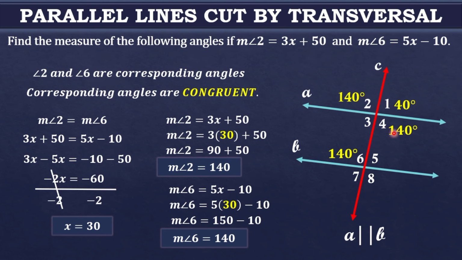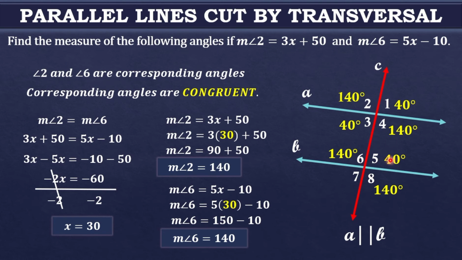Next, paano nakuha to? Vertical angles. You may apply the concept of vertical angles are congruent. And then ito, vertical angles din. So this is also 40. Next, ito naman. So vertical angles, this is vertical angles, this is 140.